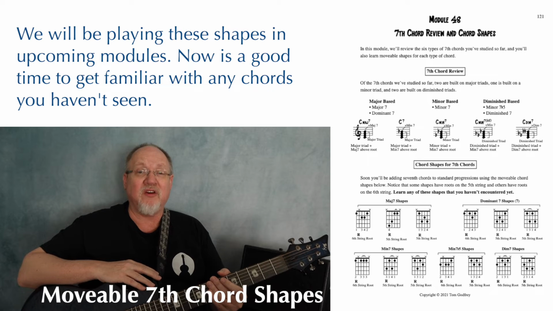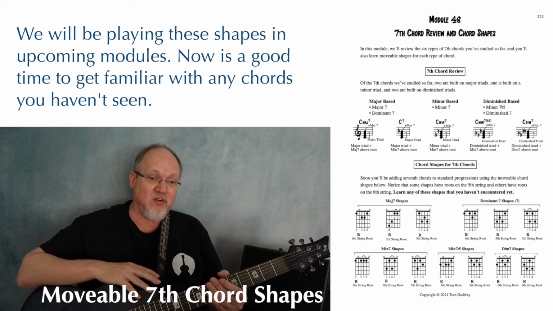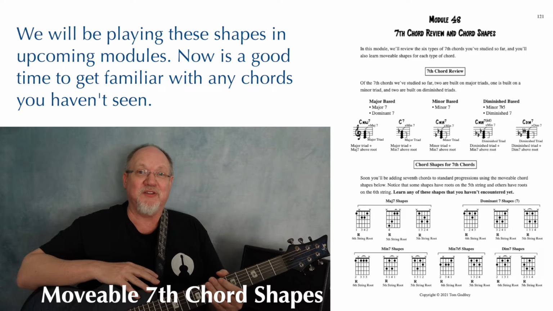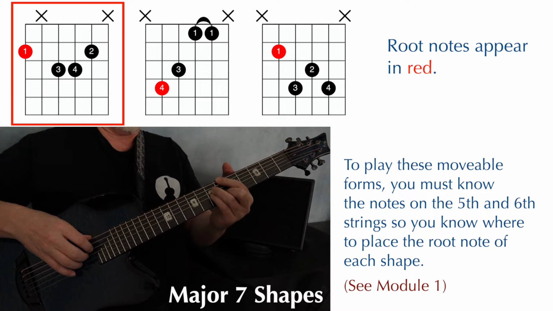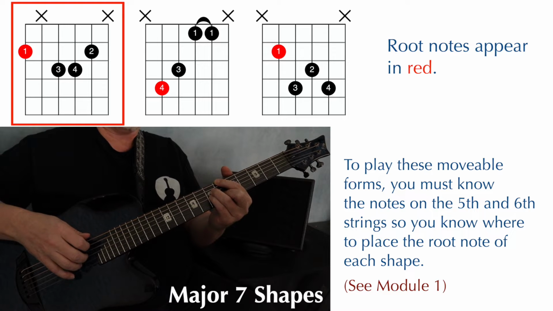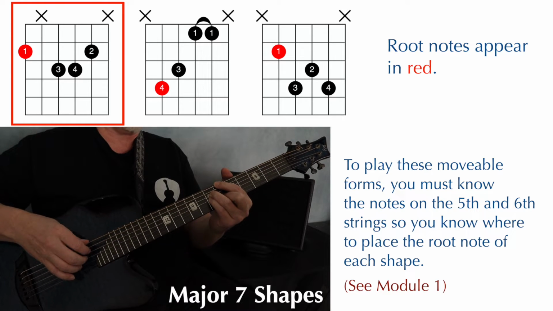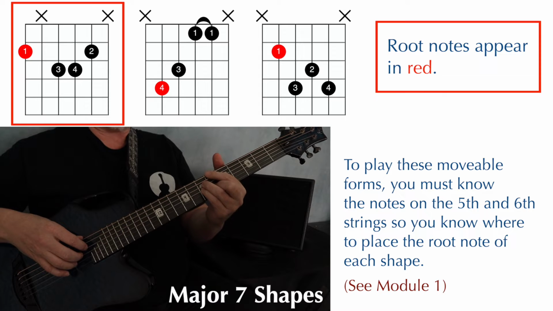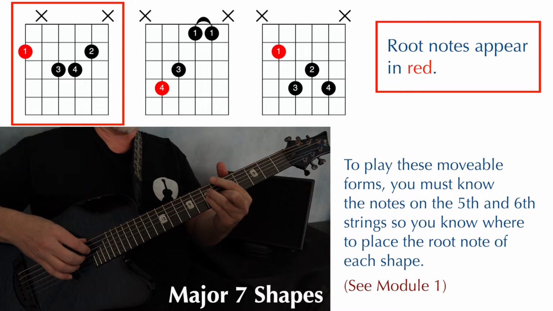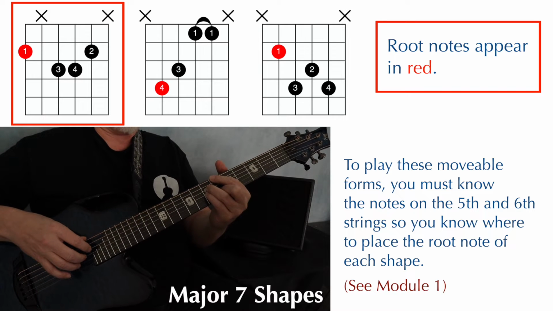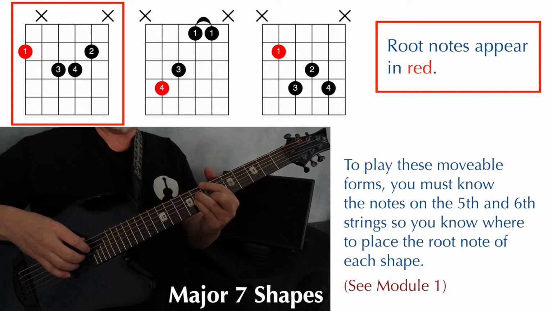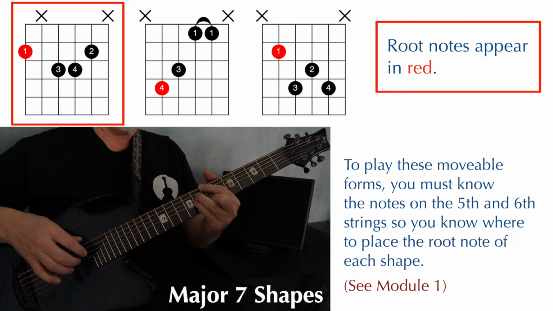Pretty soon we're going to be playing chord progressions with 7th chords, and for that we need some movable 7th chord shapes. These are the 7th chord shapes we're going to be using in the upcoming modules. This is a major 7 shape with a root on the 6th string. It's fingered 1, 3, 4, 2. This happens to be a B flat major 7 that I'm playing because I'm placing my root note on the B flat, 6th string, 6th fret. If I were to move it up a fret, it would be a B major 7 because I'm placing my root on the B.